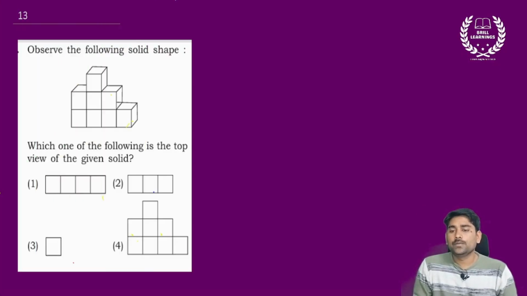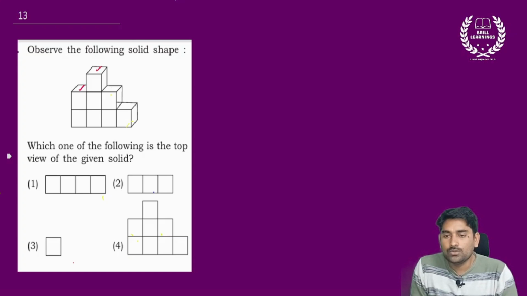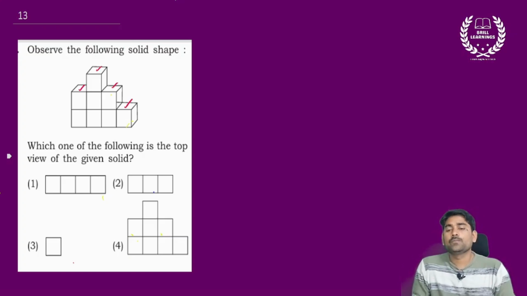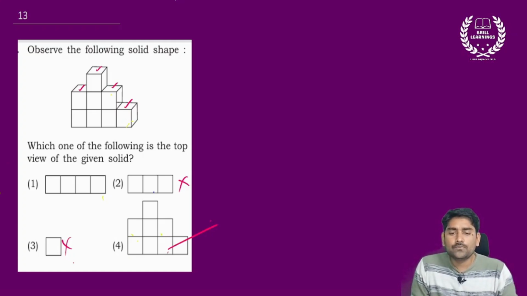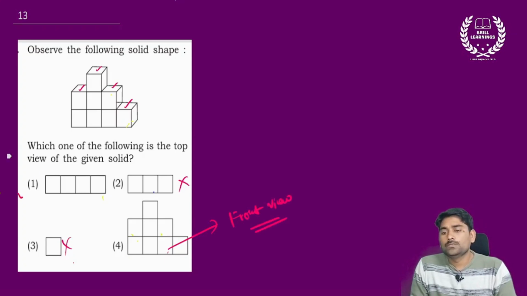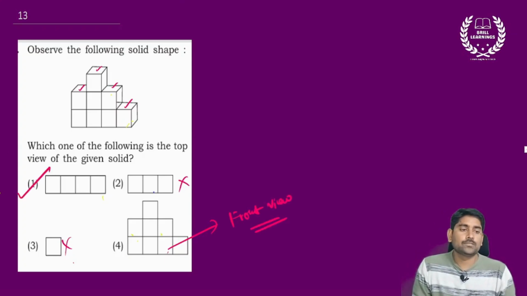Observe the following solid shape. Which of the following is the top view of the given solid? If you observe here 1, 2, 3, 4, we have 4 bricks here. That means the option should not be these two. From the top view, there should be 4 squares. This is the front view. If you observe from the front, then only you will get this view. This is the answer. Let's move on to the next question.